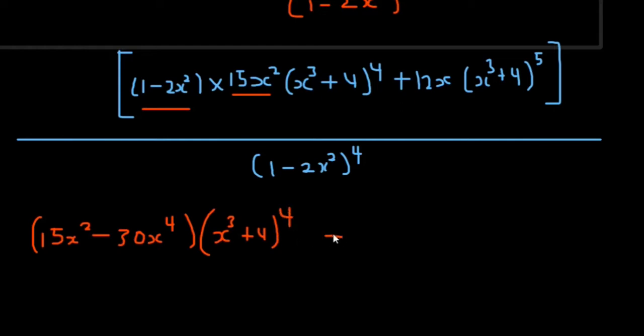Alright, so plus 12x. As for this one, we can leave it this way: 12x into bracket (x to the power 3 plus 4) bracket close to the power 5. Then all divided by what?